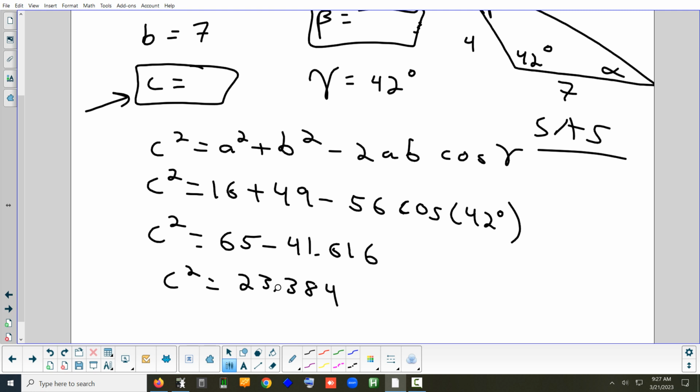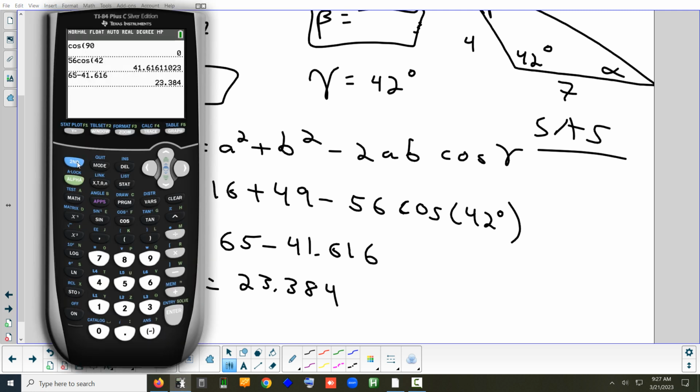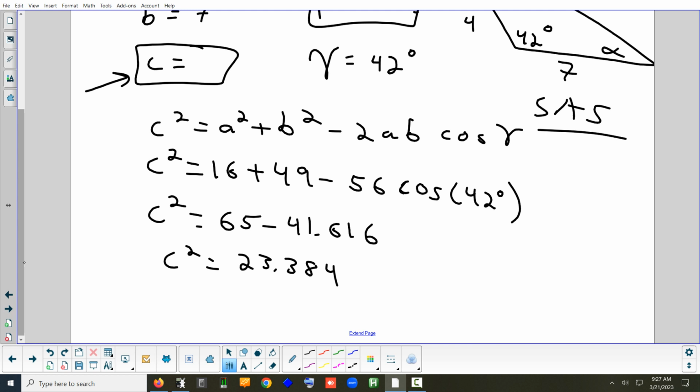Now that's not C, that's C squared. So what am I going to do to that to get C? Yep, take the square root. So we're using this number we've rounded, but we're going to 3 decimal places, so hopefully it should be accurate enough. Okay, so the length of side C is 4.836.